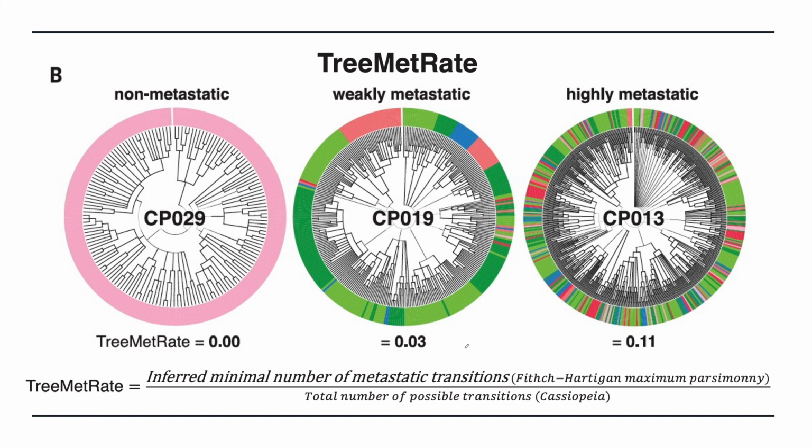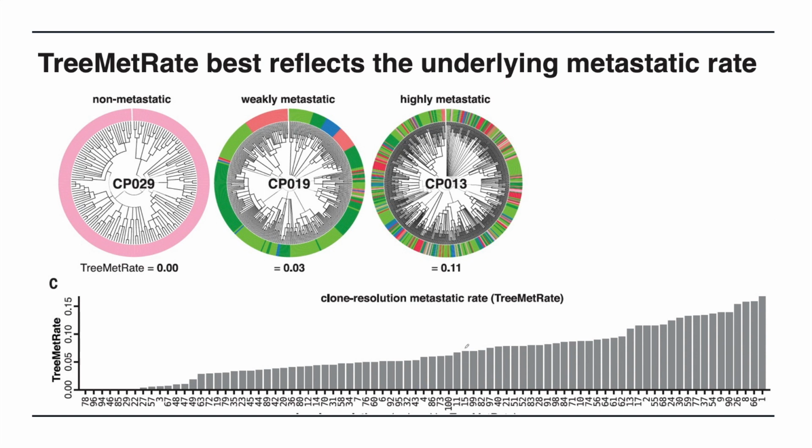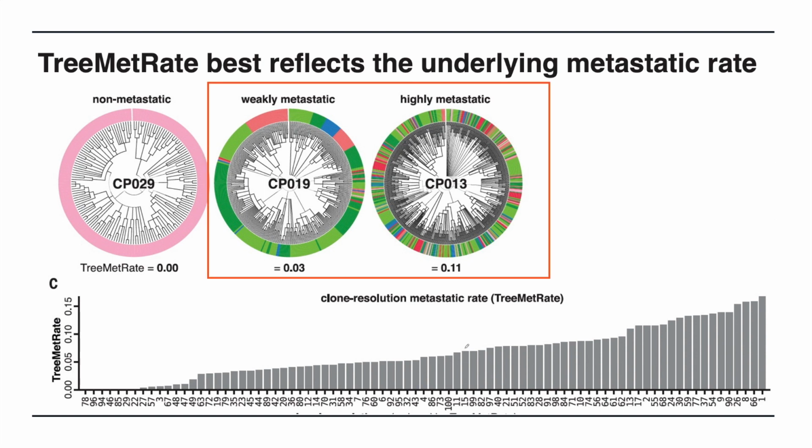In order to quantify the metastatic rate and identify the clones with a high and medium metastatic rate, they define the tree metastatic rate to reveal the actual transition rate of each clone. The below is the number of transitions they calculate using the Cassiopeia algorithm, and the above is the number they get using a more parsimonious algorithm to calculate how many transitions the clone needs to achieve the final distribution status. So using the tree metastatic rate, they successfully identify the clones with different metastatic rates, as shown in these figures.